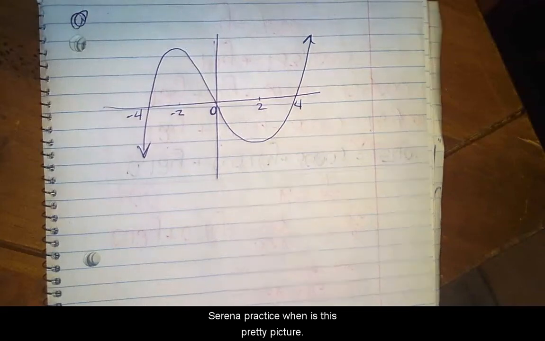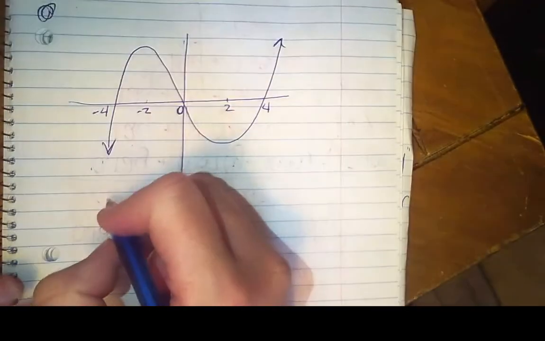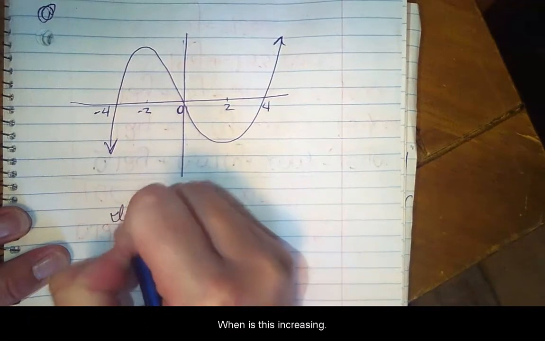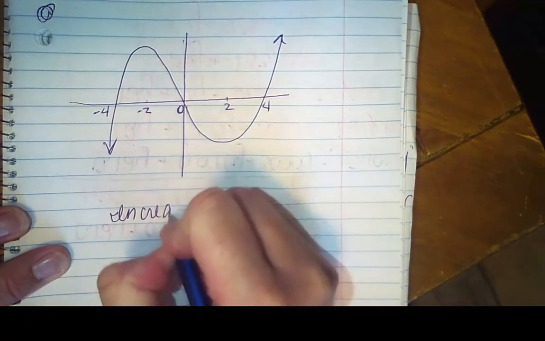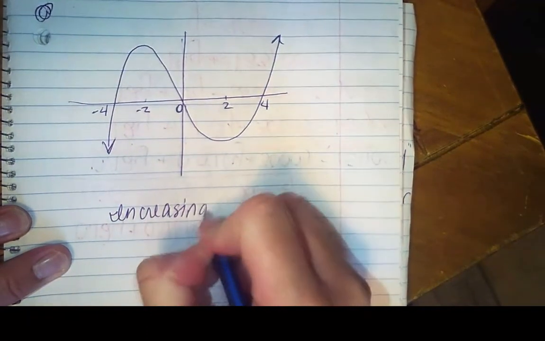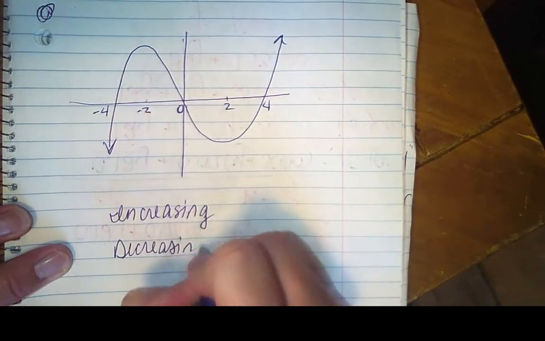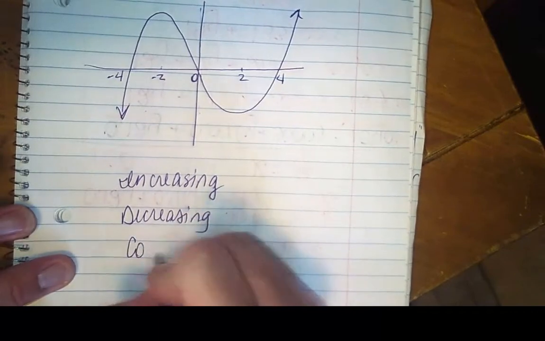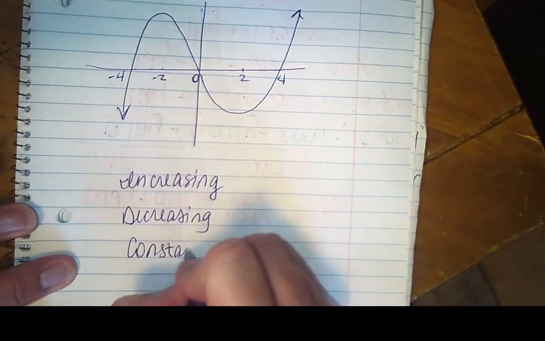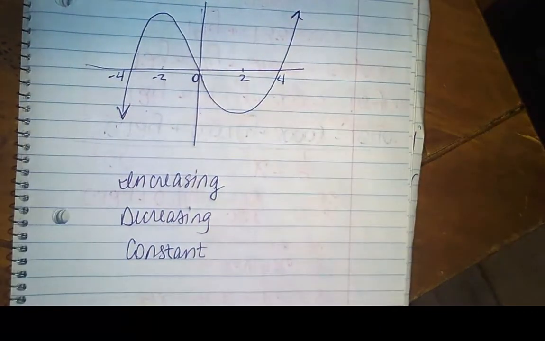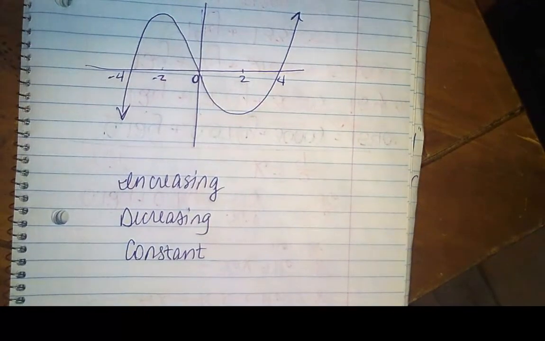So we're going to practice with this pretty picture that I drew. When is this increasing? When is this decreasing? And when is this constant? Okay, when is it increasing? When is it decreasing? When is it constant?